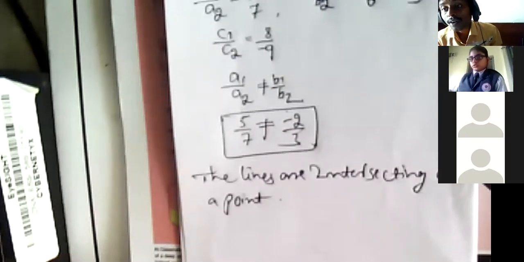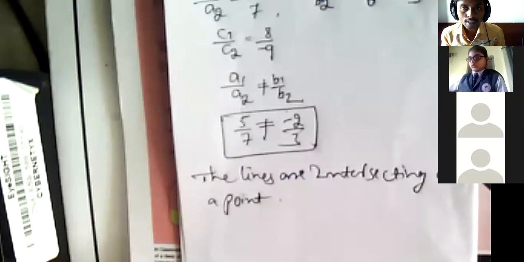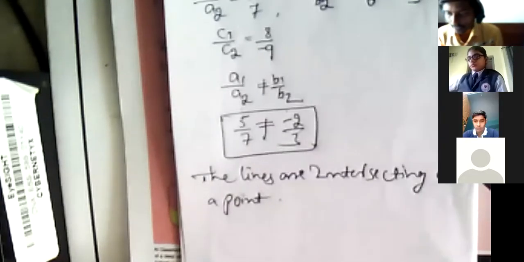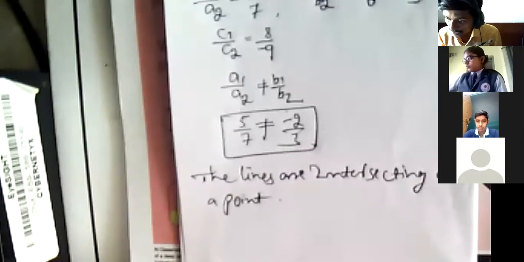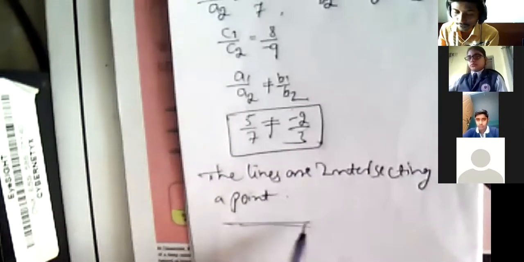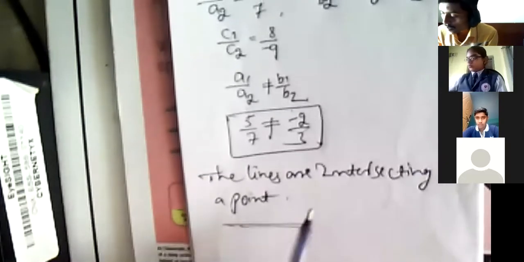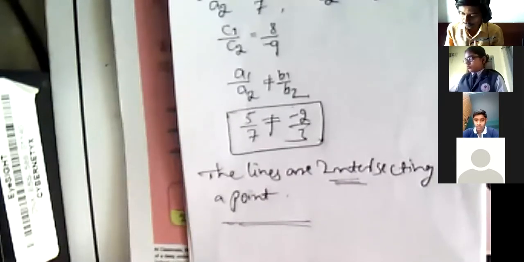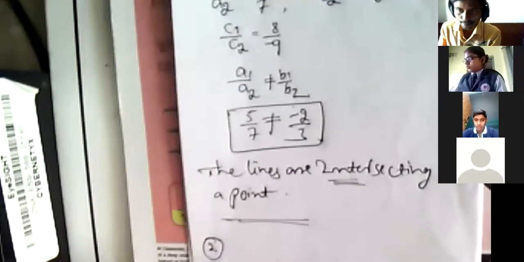Better you can check the other two conditions. The parallel condition is A1 by A2 equal to B1 by B2 does not equal to C1 by C2. That condition fails. Next, the coincident condition is also not valid. Therefore, the given equations are consistent, and also they are intersecting at a point. And the second equation, write it. Second problem.